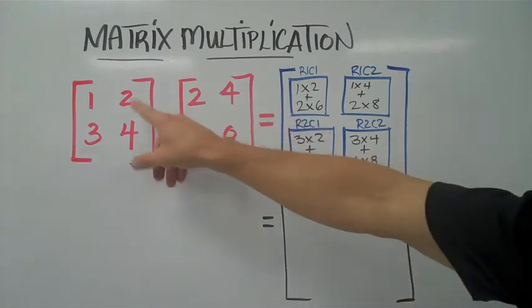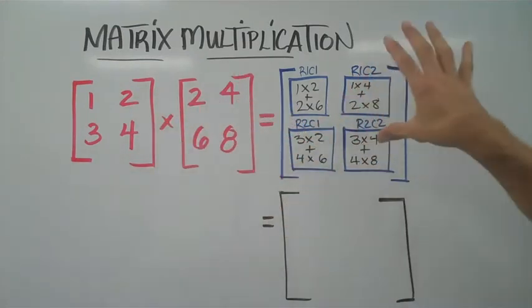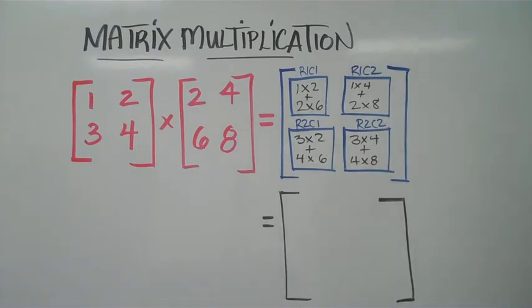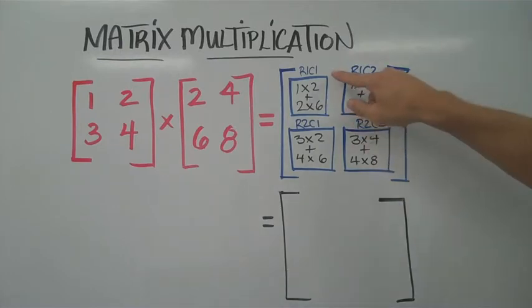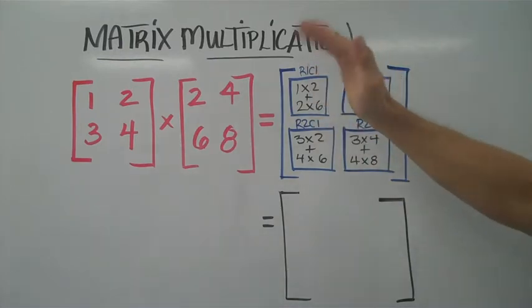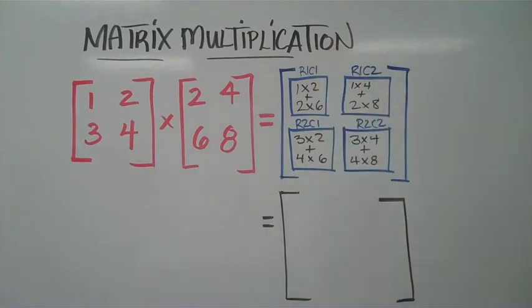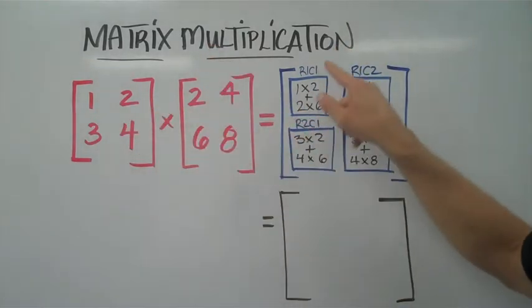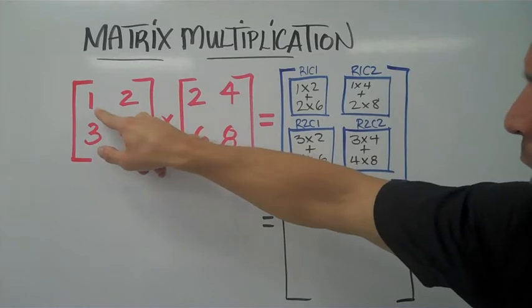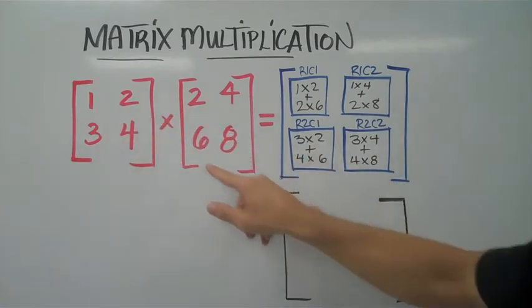So here I have a 2 by 2 times a 2 by 2, which means I'm going to have a 2 by 2 in my answer. We're going to talk about that in a minute. But a 2 by 2 times a 2 by 2 will give you a 2 by 2. And the position of this answer is row 1, column 1. So I think row 1 times column 1. Row 1, column 1 tells me to do 1 times 2 plus 2 times 6.